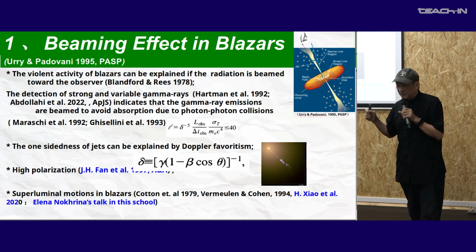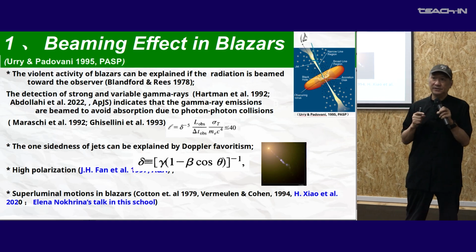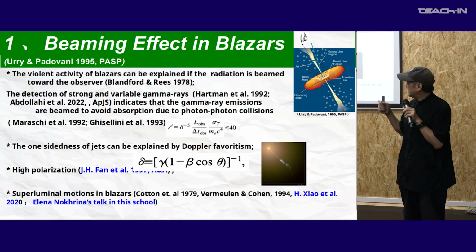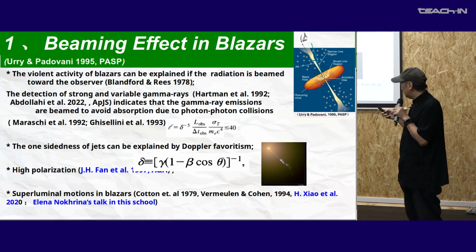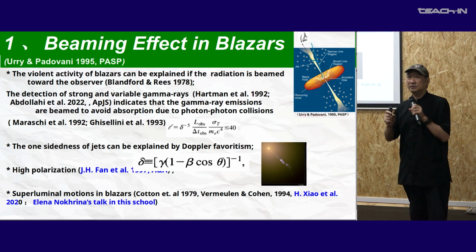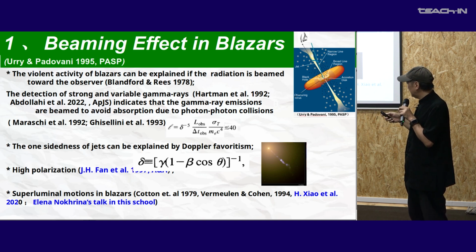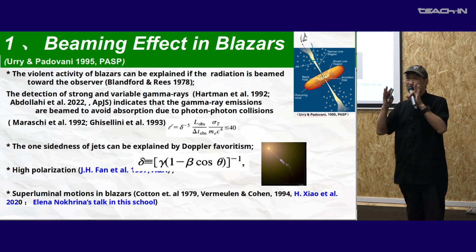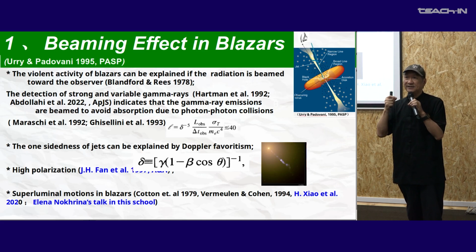So, Urry and Padovani described the properties of Blazars, and they showed us that the violent activity of Blazars can be explained if the radiation is beamed to us. So, we should use the beaming effect to explain the observational properties. Also, the detection of strong gamma rays, the very, very rapid variability in the gamma-ray band, also suggests that there is a beam effect.